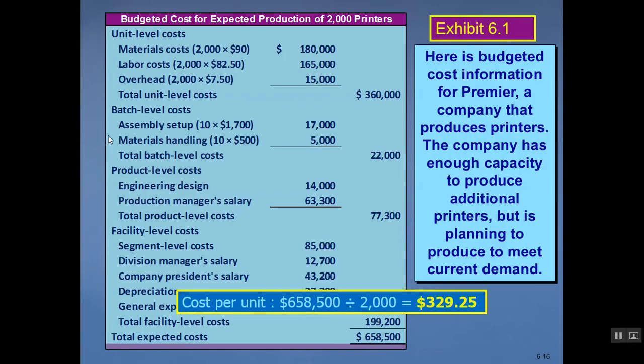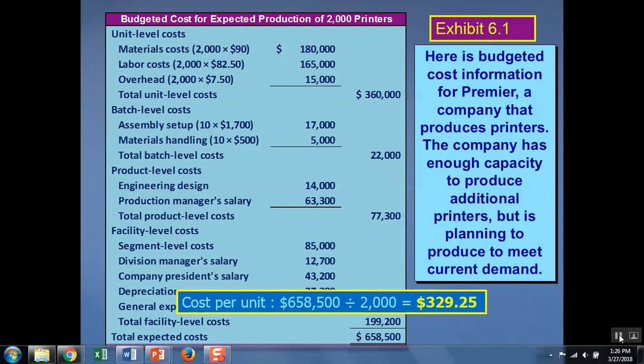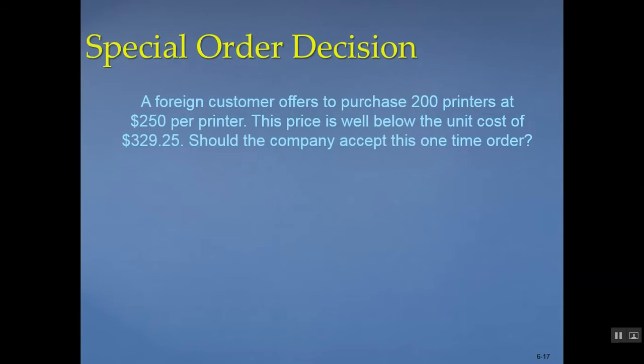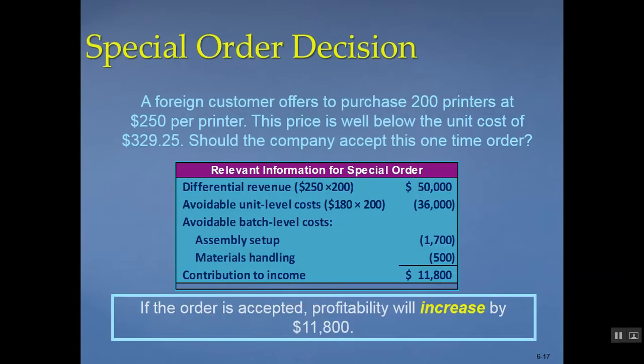Going back to our budgeted cost, product level, we're going to have to incur these regardless of whether or not we do the special order. And then facility level, we're going to have to incur regardless if we do the special order or not. Therefore, we would not include these as avoidable costs. Now we look at the total contribution to income, which is $18,800. What this means is that if we were to accept the special one-time offer, we would earn an additional $18,800 to income. Therefore, we should accept the offer.